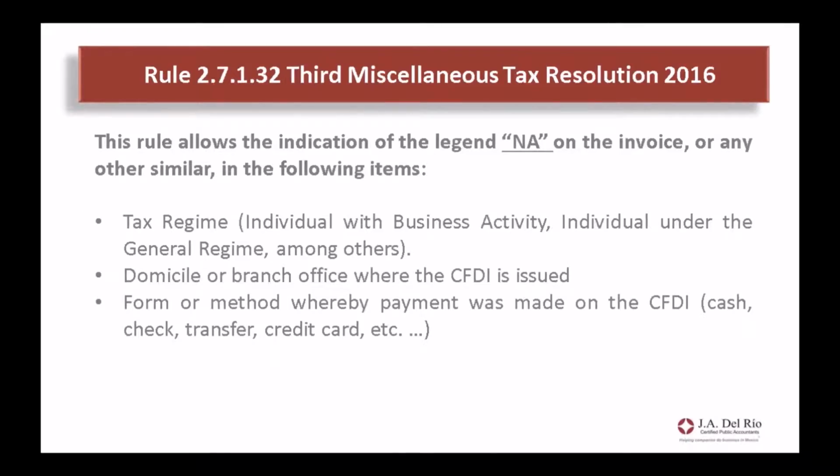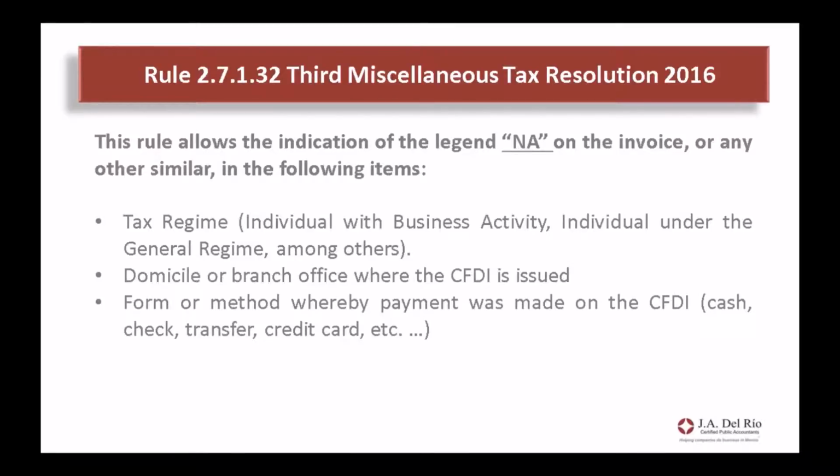Now we are actually going to start seeing the rule, which is 2.7.132. This rule is separated in parts. It's not very long, but each paragraph provides important information and requirements, so that's why we have separated it into a few screens. So this rule allows us to put a legend NA, or not applicable, on the invoice, as well as any other similar description for the following items.